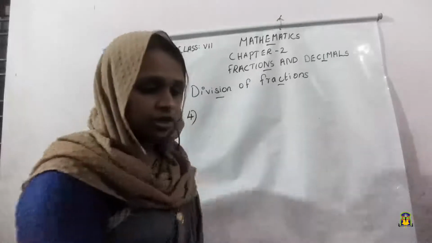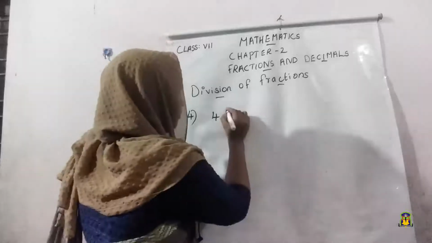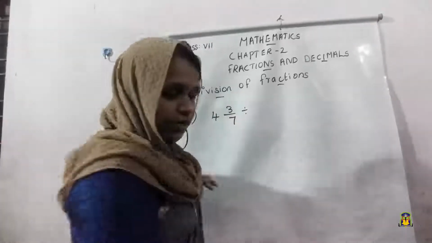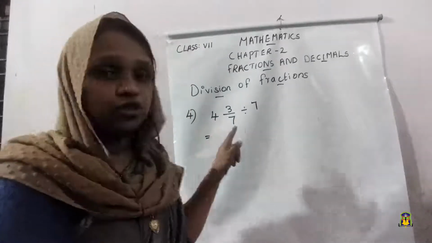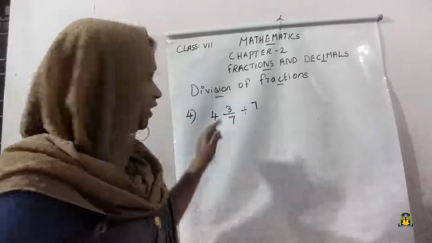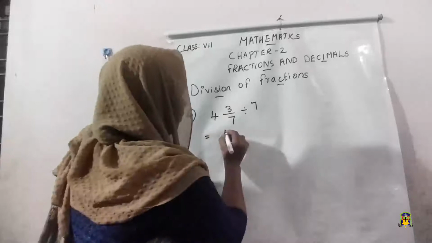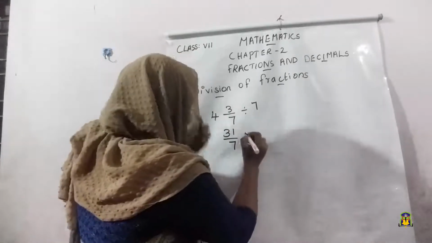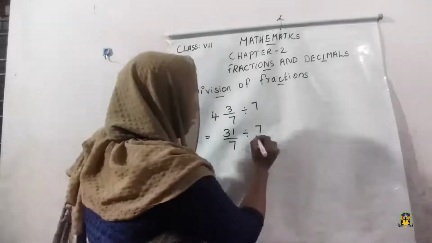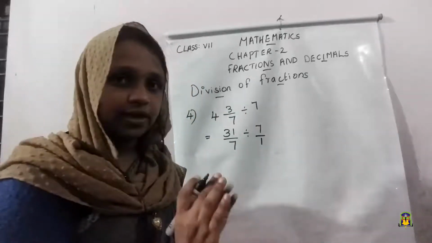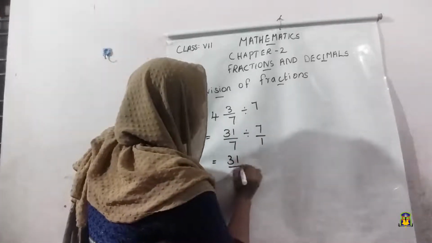So, next question. 4 3 by 7 divided by 7. So here, first we want to change the mixed fraction to improper fraction. That is 7 4 28 plus 3. It is 31. So 31 by 7 divided by 7. 7 by 1, okay, we can write like this. 7 by 1 is equal to 7. Then we can divide this. How to divide? Yes, 31 by 7.